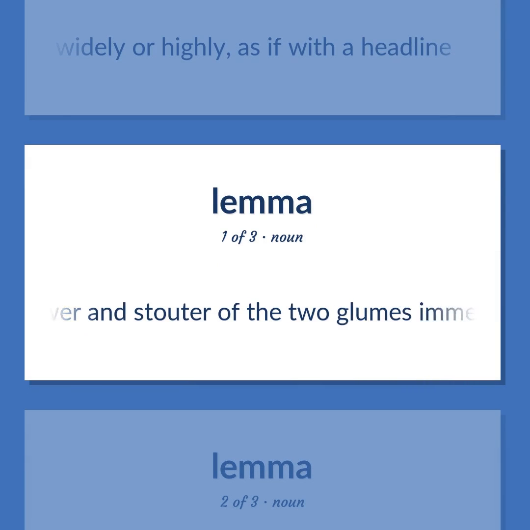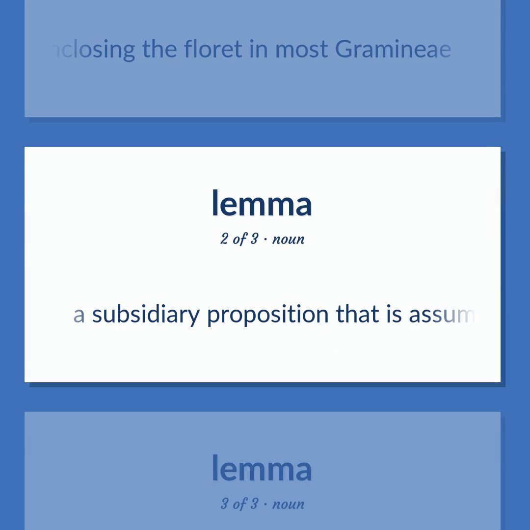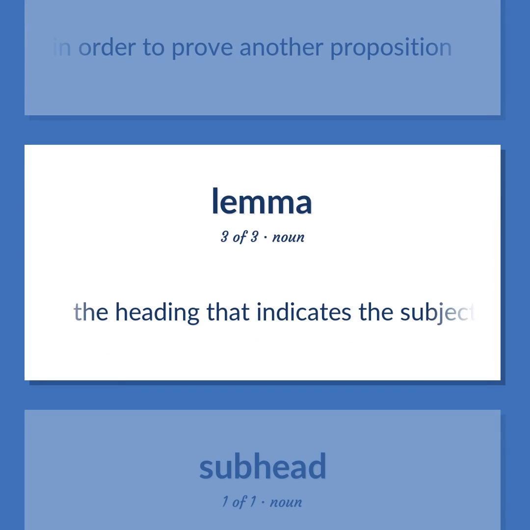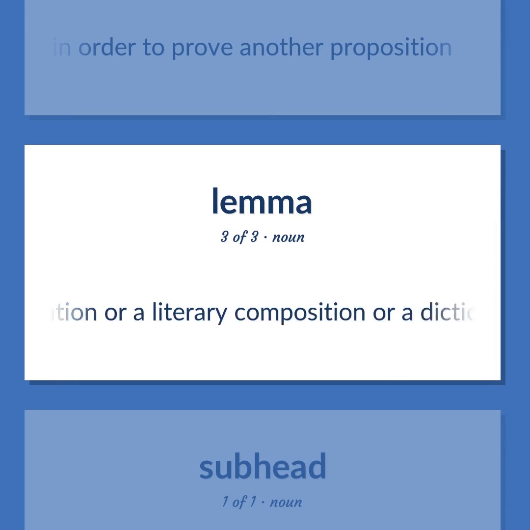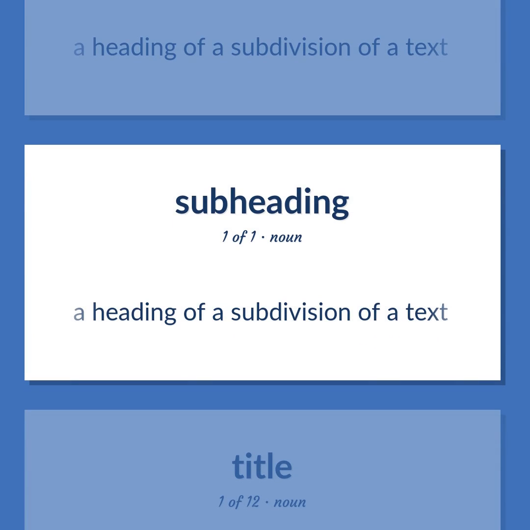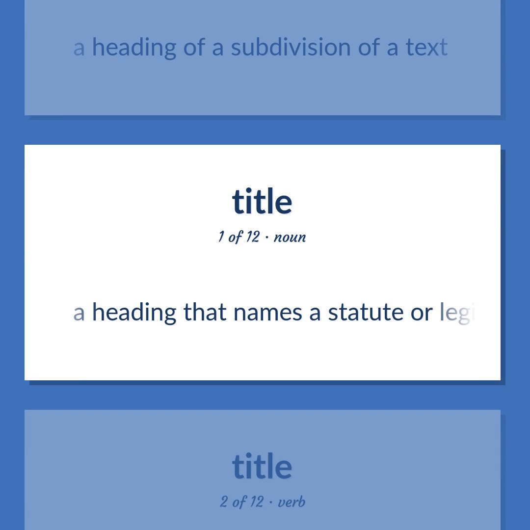The lower and stouter of the two glumes immediately enclosing the floret in most Gramineae. A subsidiary proposition that is assumed to be true in order to prove another proposition. The heading that indicates the subject of an annotation or a literary composition or a dictionary entry. A heading of a subdivision of a text. A heading that names a statute or legislative bill. May give a brief summary of the matters it deals with.